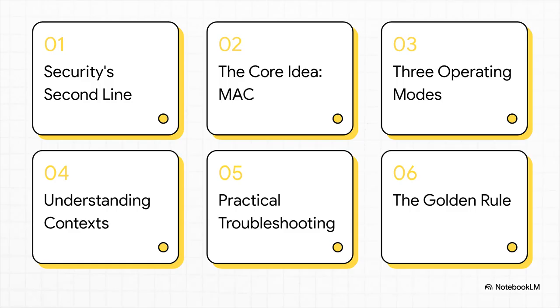So here's what we've got on tap. First, we'll talk about why SELinux even exists, what problem it's trying to solve. Then we'll get into its main idea, this thing called MAC, and the 3 modes you'll be using all the time. After that, we'll learn its special language, these things called contexts, and then we'll put it all together with a real-world troubleshooting guide. And we'll finish up with the one golden rule you've got to remember.